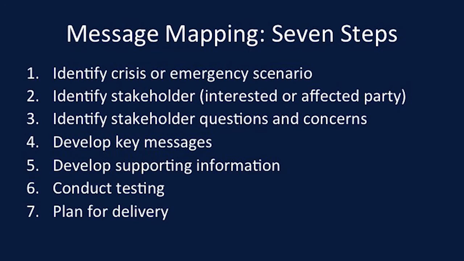So we try to be as comprehensive as possible, looking at the different scenarios for which we'd like to have maps produced. The second step in the process is to identify the stakeholders, those that would be interested or affected by the issue. The third step in the process is to identify a comprehensive list of questions and concerns that stakeholders would have about the issue. The fourth step is to develop the key messages in response to those concerns or questions from the stakeholder. Then we want to develop the supporting information.